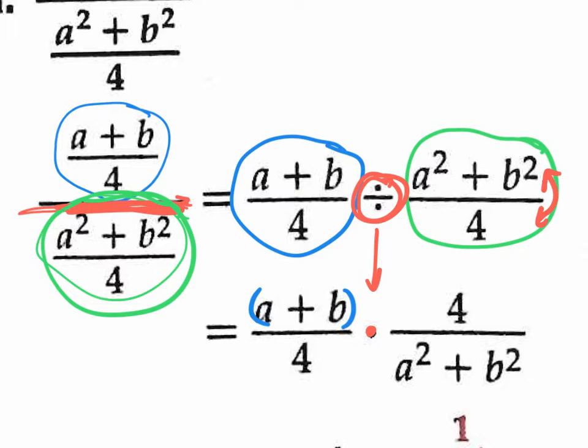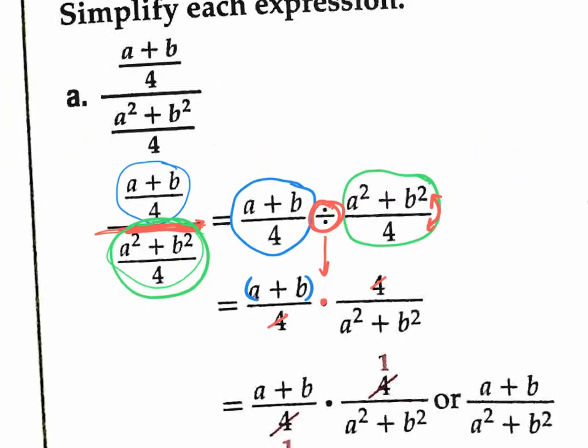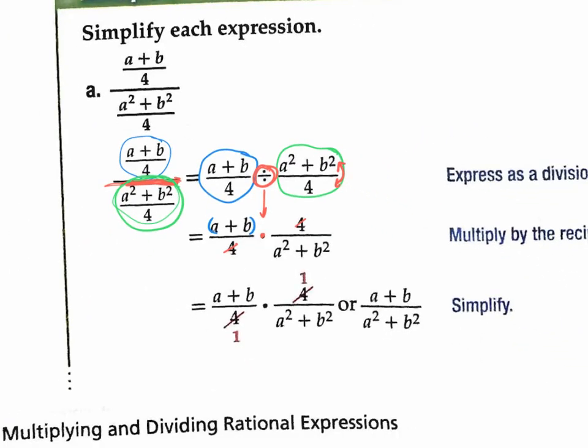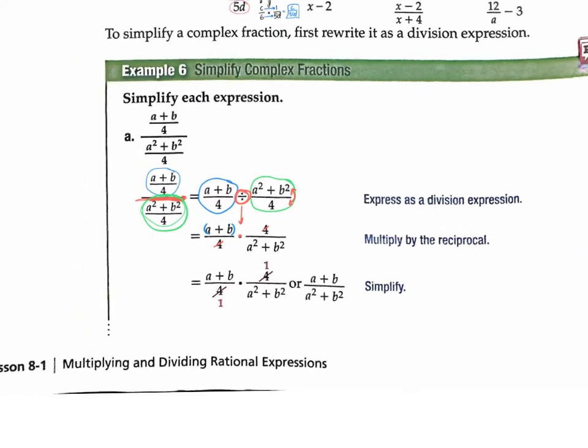The only thing you could actually cancel is the 4 up here with the 4 down there. So your final answer should be the a plus b over a squared plus b squared. There it is, a plus b over a squared plus b squared. So that was one example.